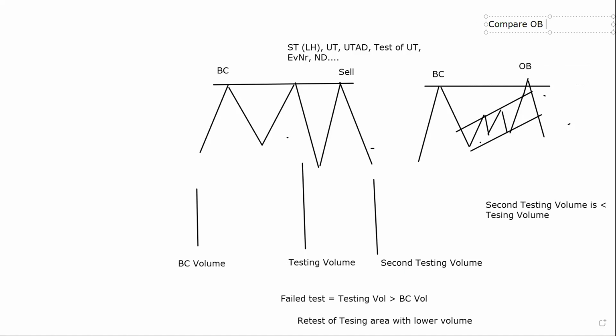Compare the OB volume with the buying climax volume. The same rule applies here: failed testing and successful testing. When there's a failed testing, you will not take a trade. You will wait for the retest of the failed test. And when the retest of the failed test area has a lower volume than the failed test volume, then we will take the sell trade. Here as well, the same thing applies.